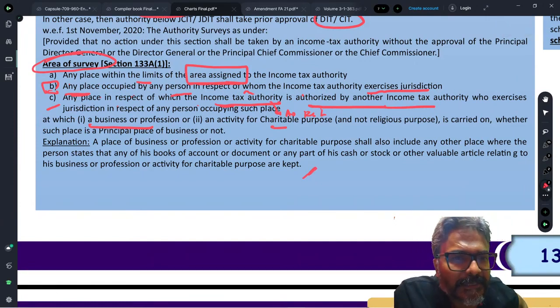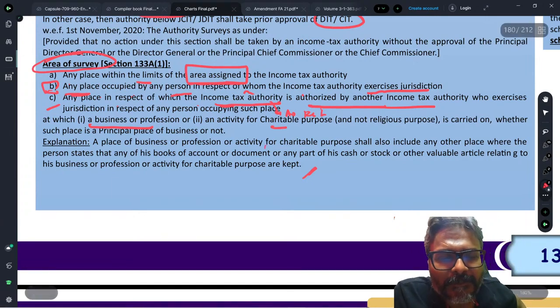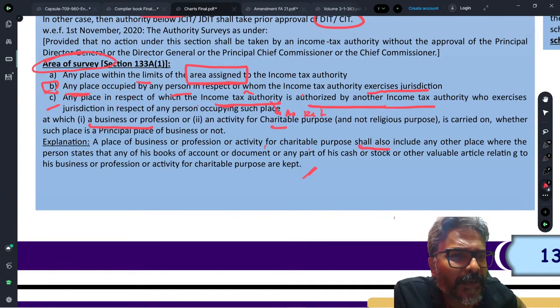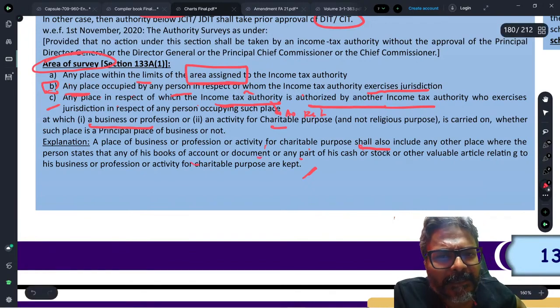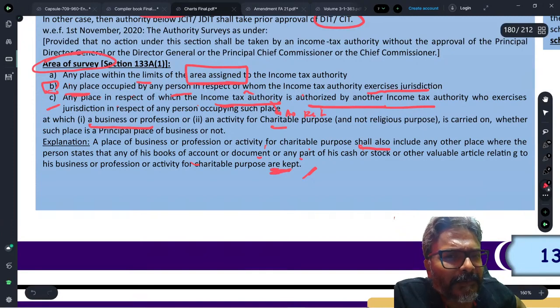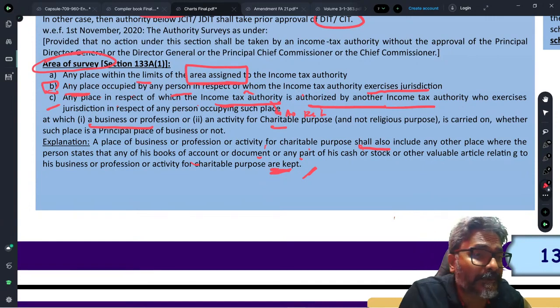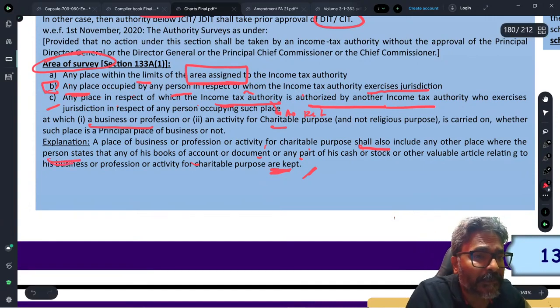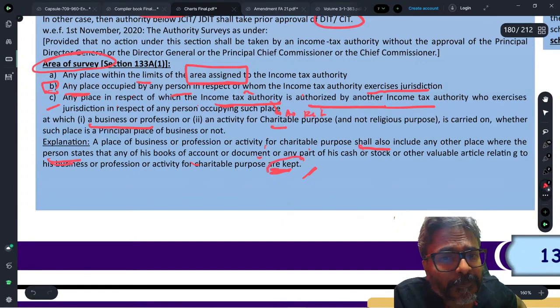What this explanation says: a place of business or a professional activity for charitable purpose shall also include any other place where the person states that any of his books of accounts or documents or any part of his cash or stock or other valuable article relating to his business or profession or activity of charitable purpose are kept. So it shall also include what, students? Where the person says what, Mohit? He is saying that my books are kept over there.